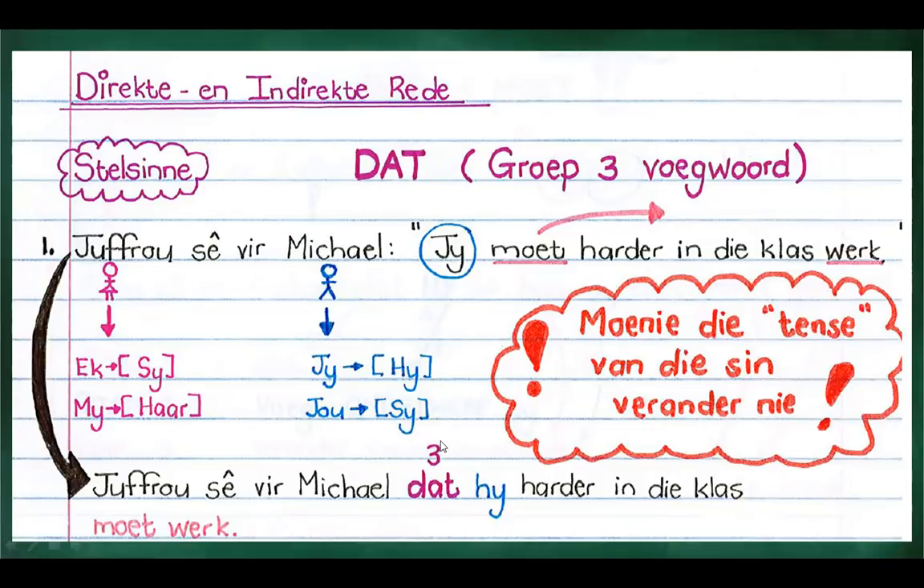I've now put the number 3 on top because it's to remind me that my verb has to move to the end. Dat hy harder in die klas moet werk. If you've got your auxiliary verbs, sal, wil, kan, and moet, they move to the end, but in front of your verb too. Okay. Kom ons kyk na 'n volgende sinnetjie. Let's look at the next sentence.